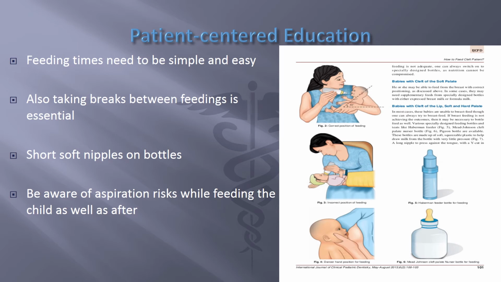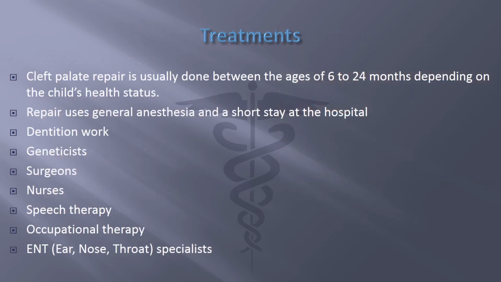Here, I just have a picture out of a textbook of two different nipples you can use for the bottles, and then also a picture of her holding the child at a 45 degree angle. And of course, laying on the back is not the correct position because they could aspirate.